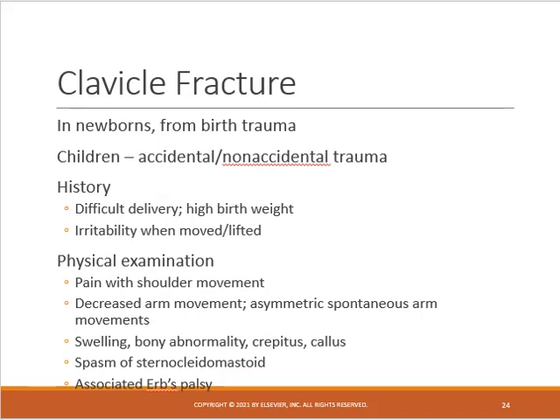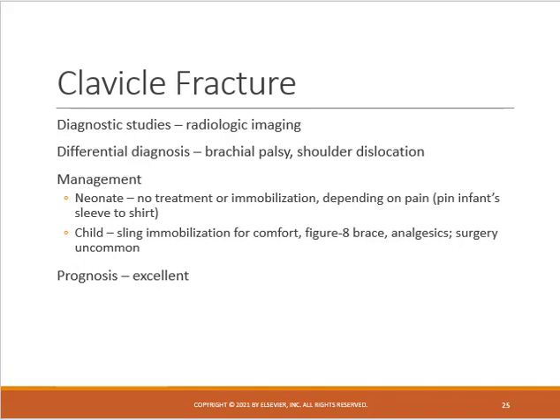Next, let's talk about clavicle fractures. This happens in newborns from a birth trauma, typically accidental or a non-accidental trauma. It's important to get a good history. On your physical exam, you're wanting to see if there's pain with shoulder movement, decreased arm movement, asymmetrical arm movement, swelling, crepitus, spasms.